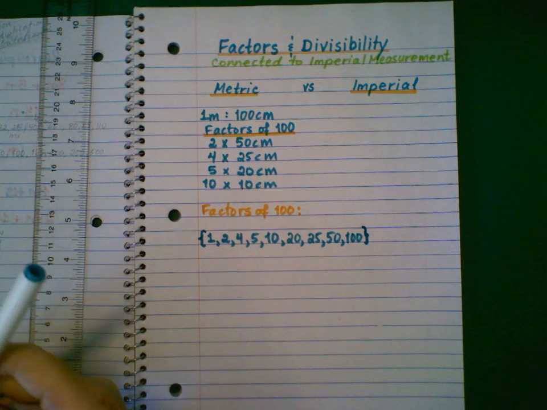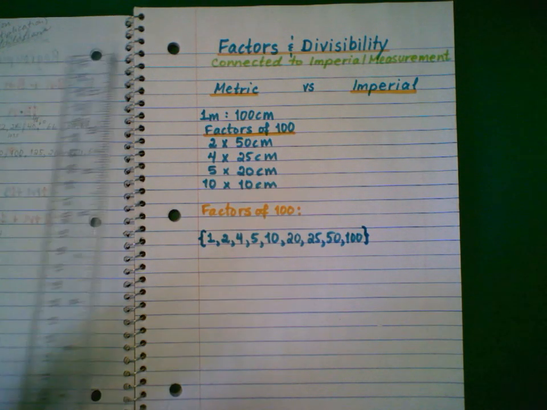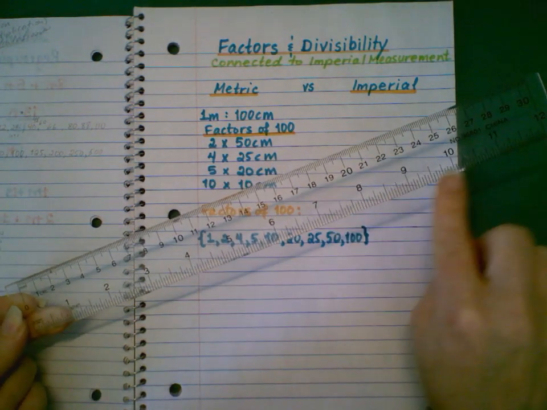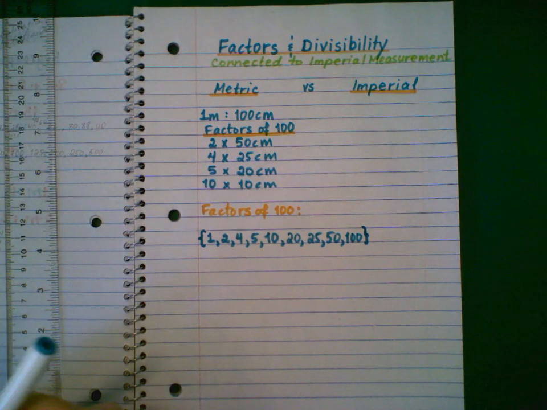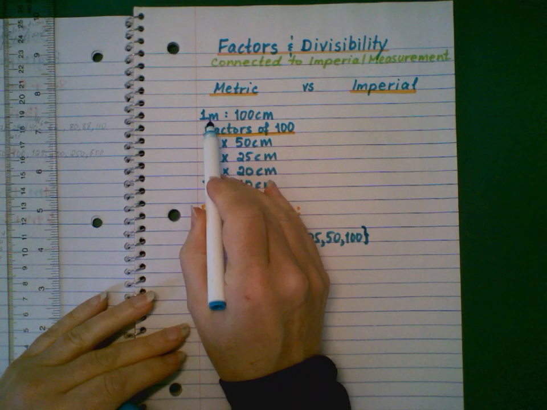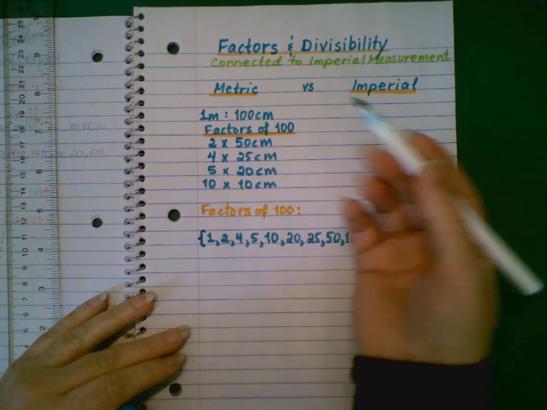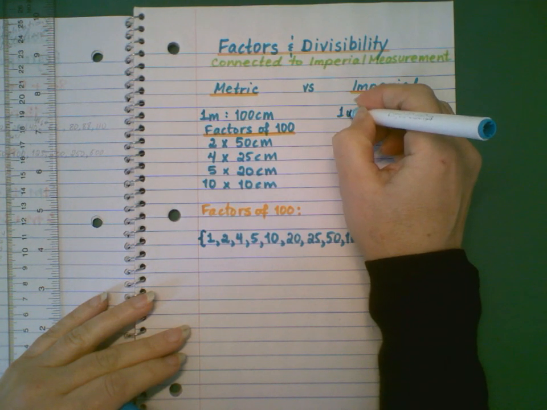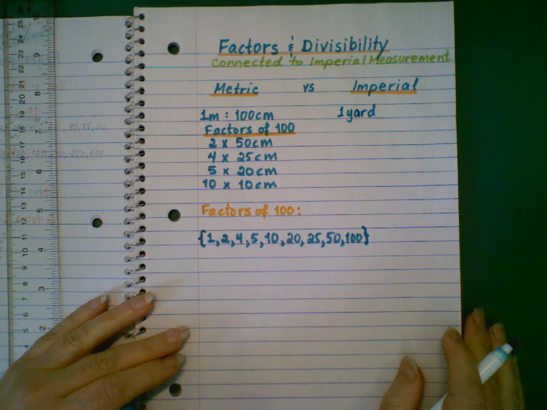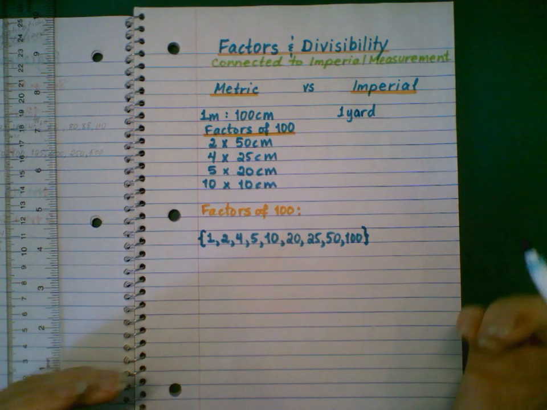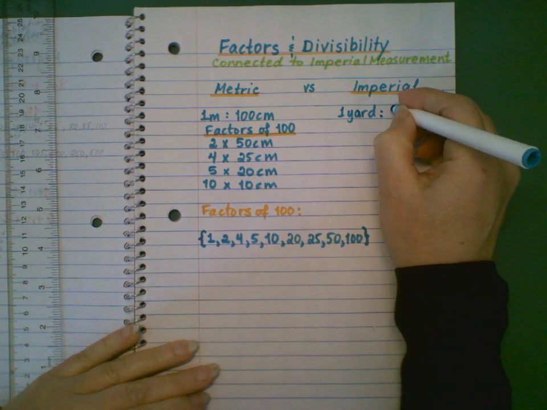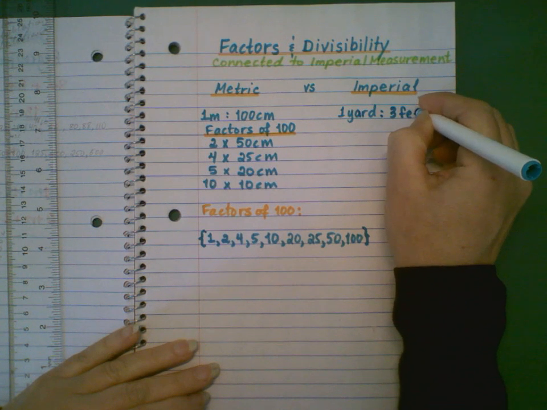All right, let's compare that to the imperial system of measurement. So on this ruler here, you see that I've got 12 inches represented. That's 1 foot. So in the imperial system, the measurement that is closest to a meter is called a yard. And often you'll hear people refer to a yardstick instead of a meter stick because they're similar in length. A yard is a little bit shorter. So 1 yard is 3 feet long.